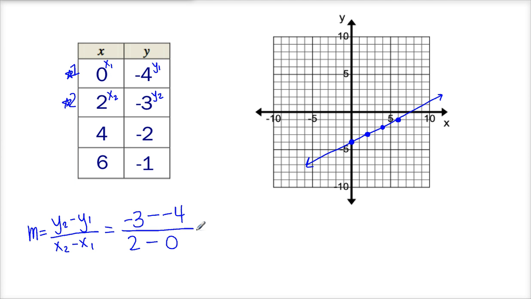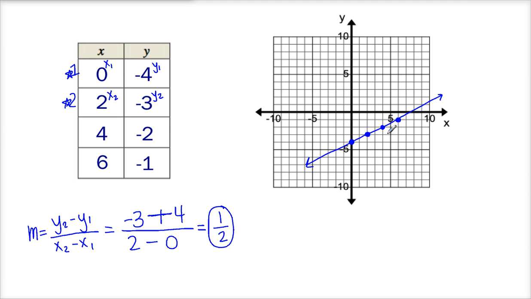We've got all the numbers plugged in, so now let's just figure out what this all equals. So -3 minus a -4. When you see 2 minus signs right next to each other, we can just turn that into a giant plus sign, because subtracting a negative is the same thing as adding. So -3 plus 4 is 1. 2 minus 0 is 2. So that means the slope of the line that's represented in the table is 1/2.